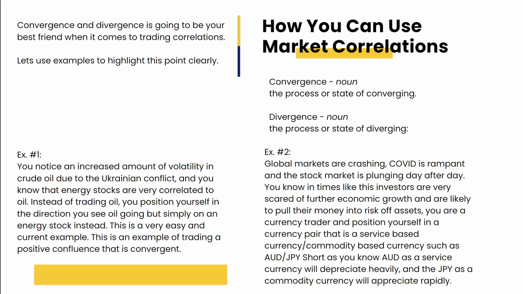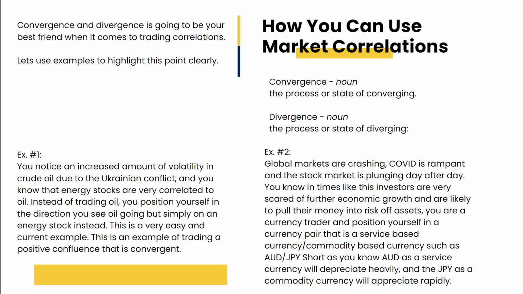This is an example of a positive confluence that is convergent. If you've been able to do this recently, I myself have been able to take some good advantage of this correlation between oil and energy stocks. Playing energy stocks recently has been very fun, higher volatility due to those increased movements in oil.